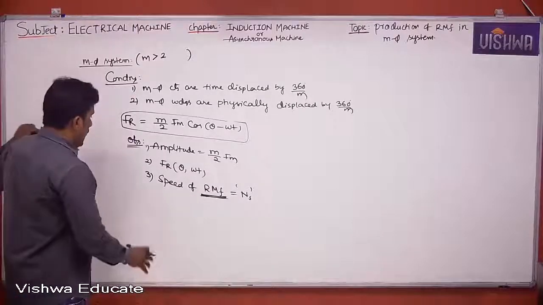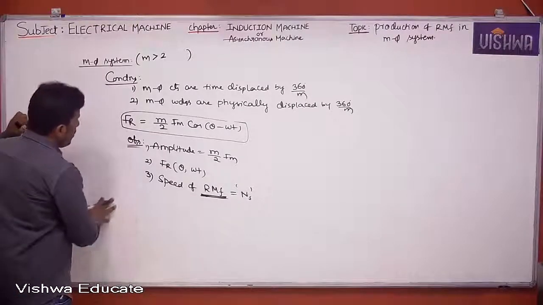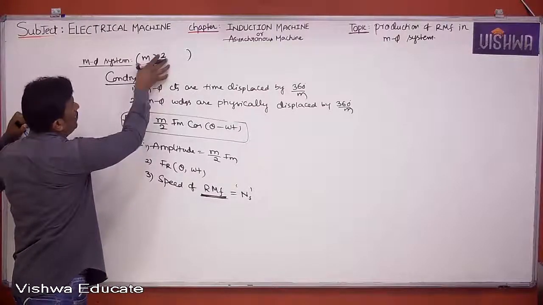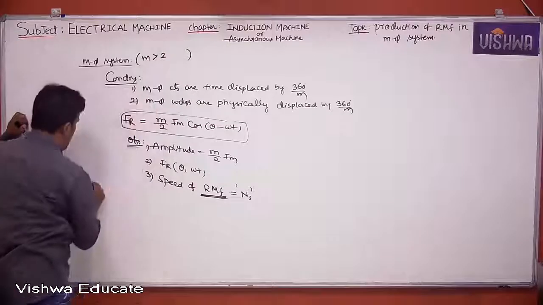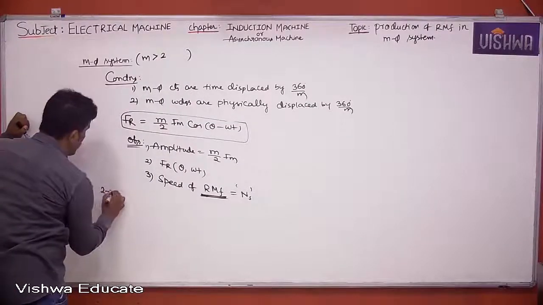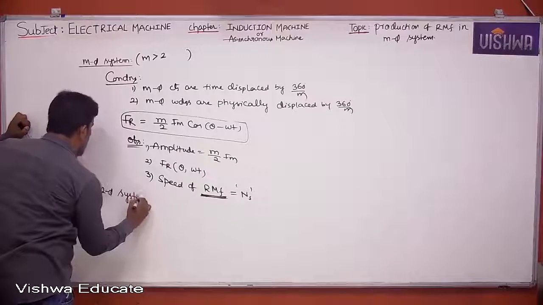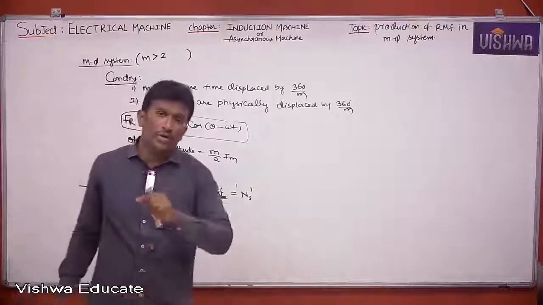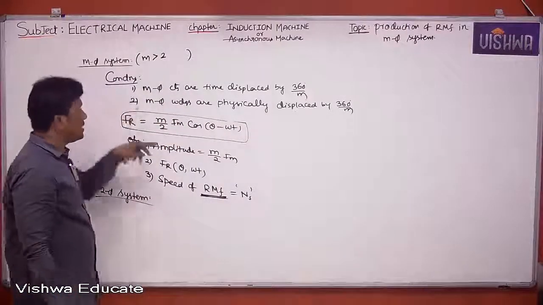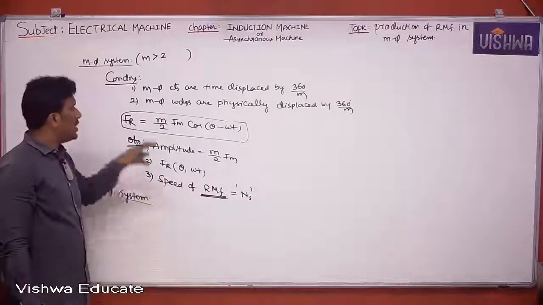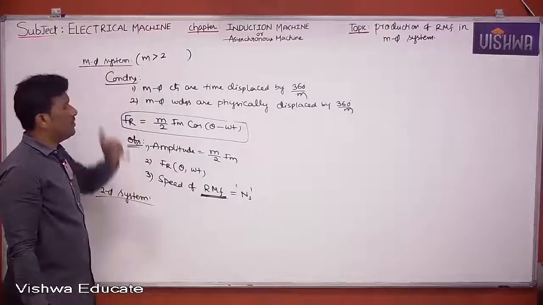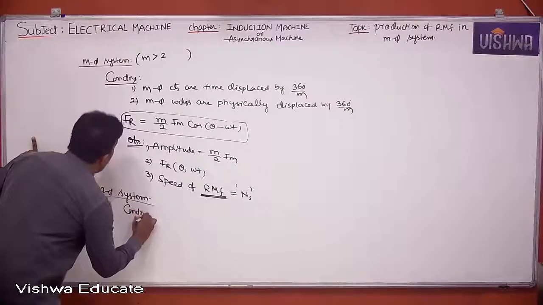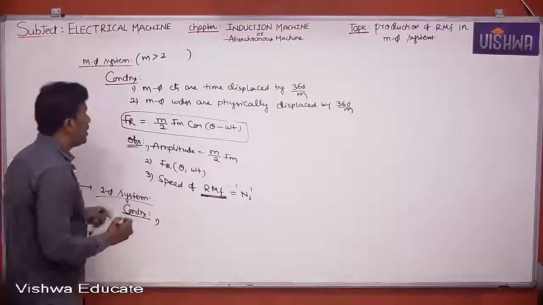Here you may get one doubt. Why are the conditions valid only for M greater than 2? Why is it not valid for M equal to 2? Very simple. In a two-phase system also, rotating magnetic field will be produced, but the conditions are somewhat different. That's why I did not include two phase in this M-phase system. What are the conditions for production of RMF in a two-phase system?